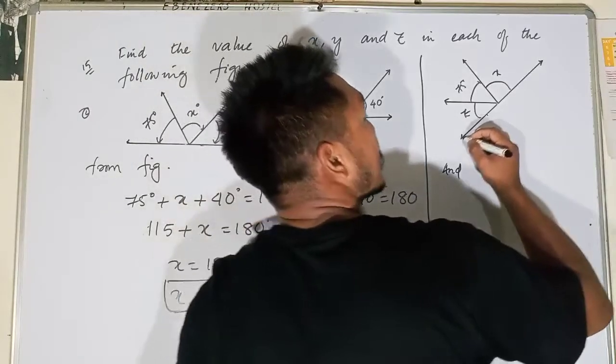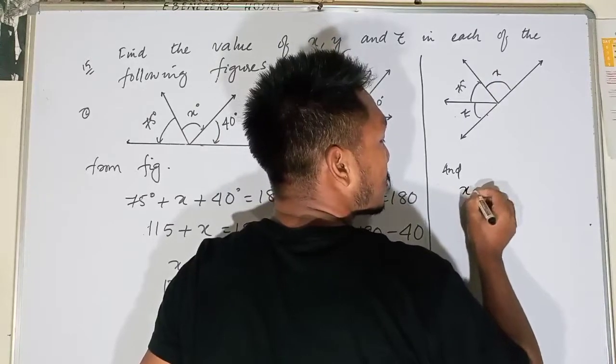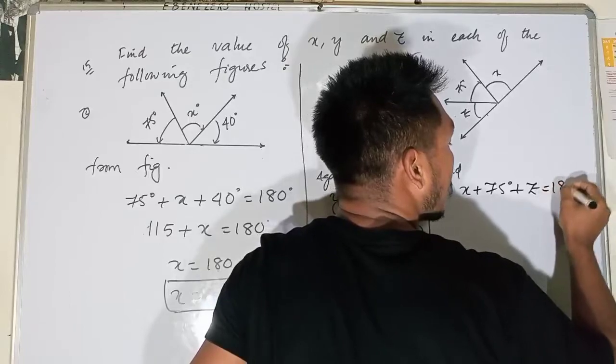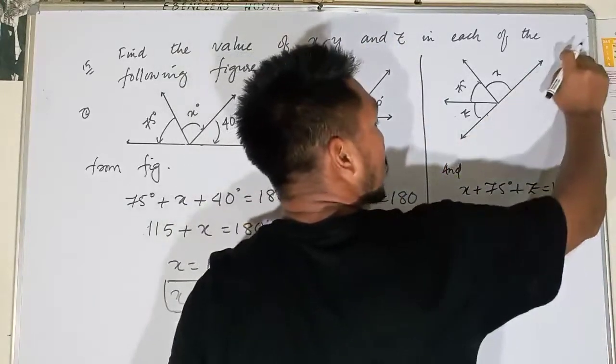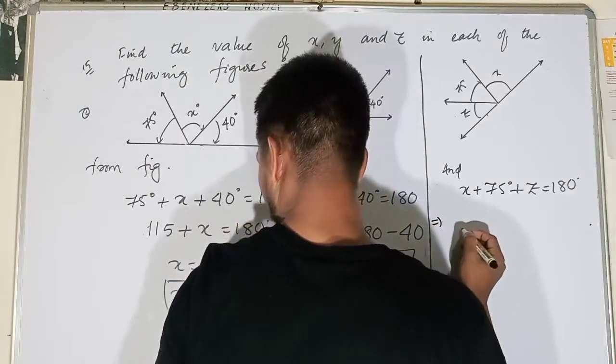So you see, this is a straight line. Now I can see 3 angles here. If I sum these, angle x plus 75 plus angle z will be equal to 180 degrees. Am I right? Because this is a straight line.